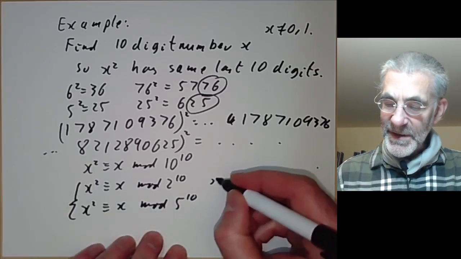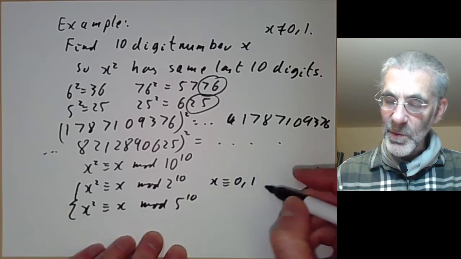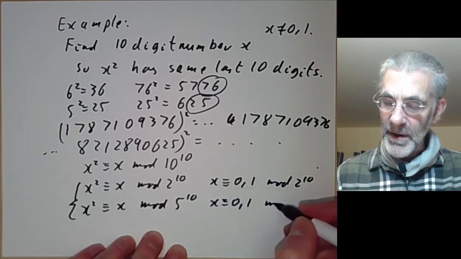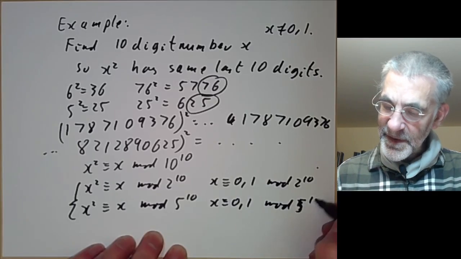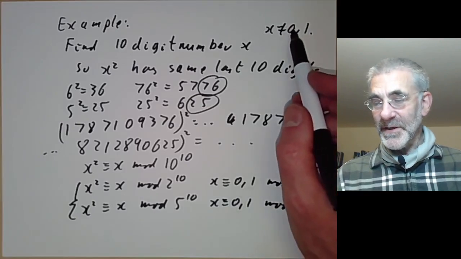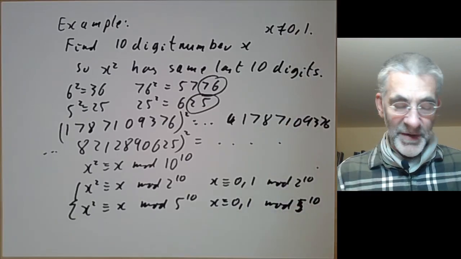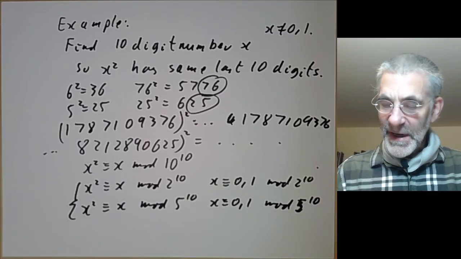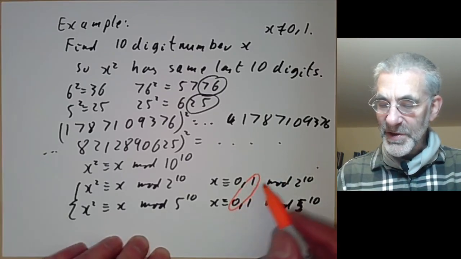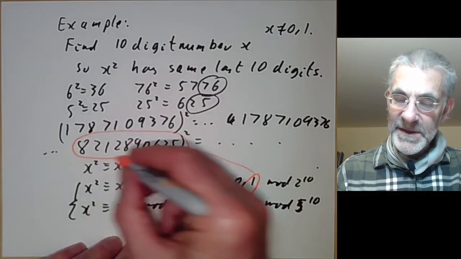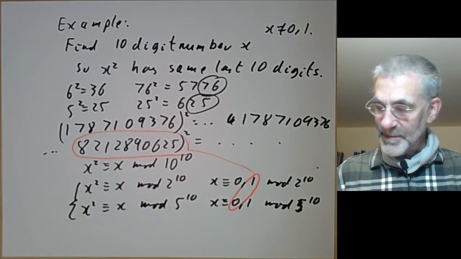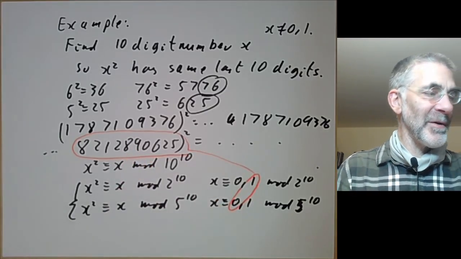And each of these we can think of some solution. So x is congruent to 0 or 1 modulo 2 to the 10, and this has solutions x is congruent to 0 or 1 modulo 5 to the 10. And now we could take 0 in both of these, and that would give us the uninteresting solution 0, and we could take 1, and that would give us the uninteresting solution 1. However, we can sort of take cross terms. So I can take x congruent to 0 mod 5 to the 10 and 1 mod 2 to the 10, and that gives us this solution, which we can work out using Euclid's algorithm if we want.